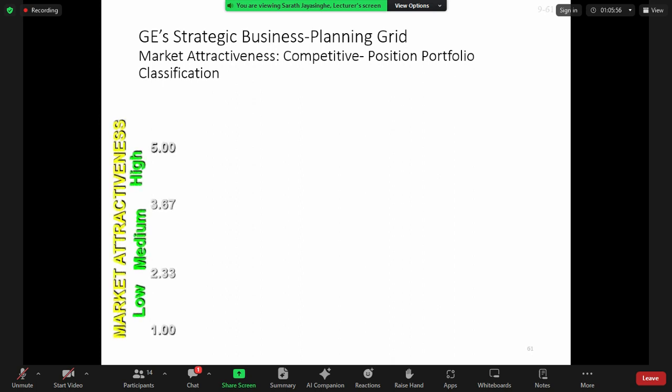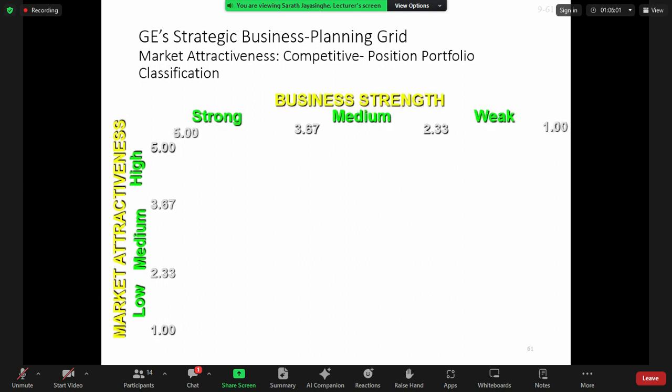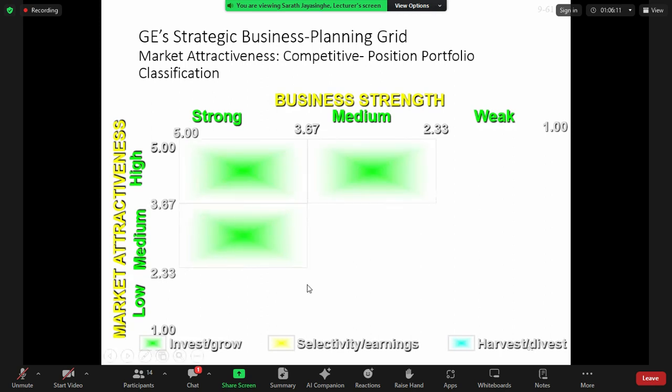In the General Electric business portfolio model, the business planning grid, you have done this also, so I just try to remind it. You can see there are 9 cells: market attractiveness and business strength, right? So you can see what to do, the marketing strategies: invest or grow, selectivity earnings, harvesting, depending on this.